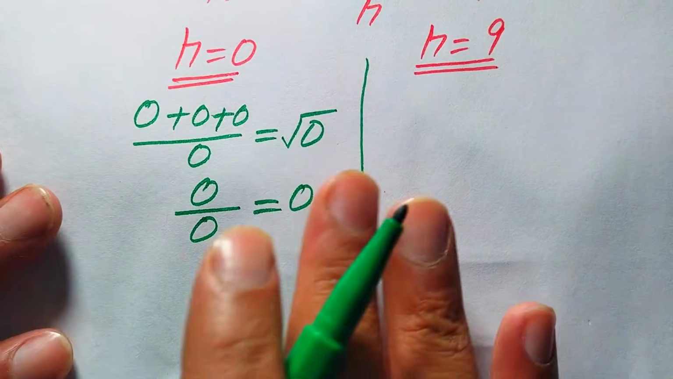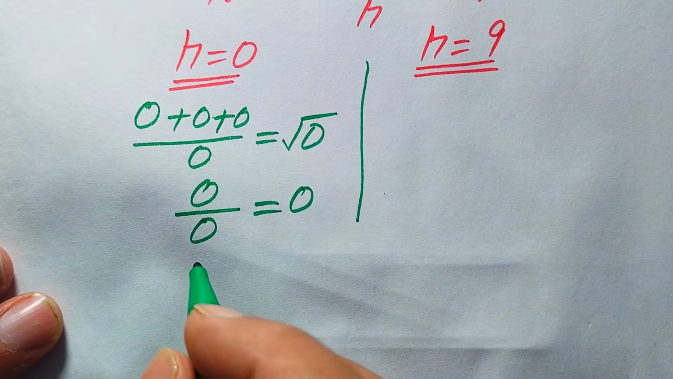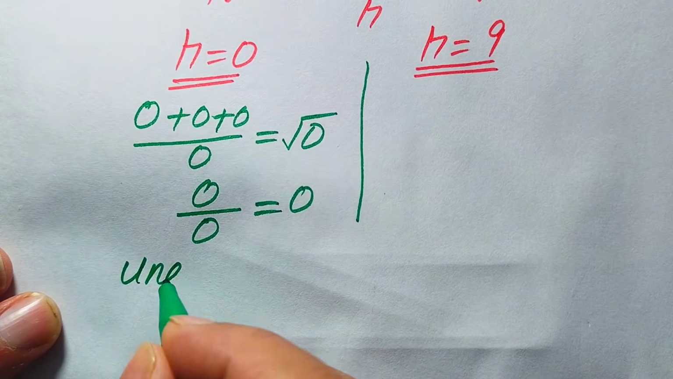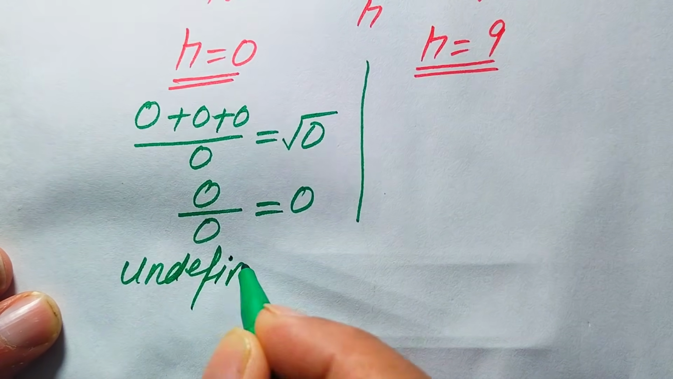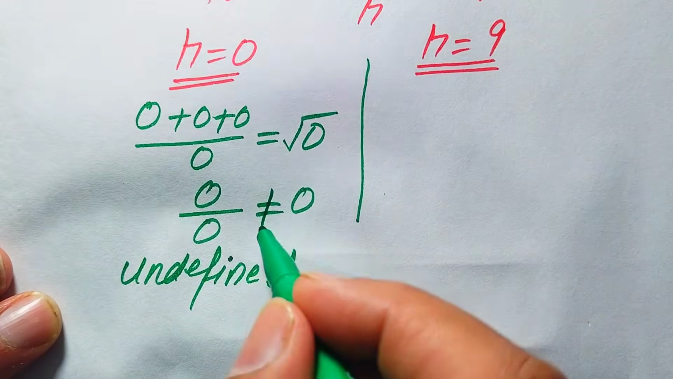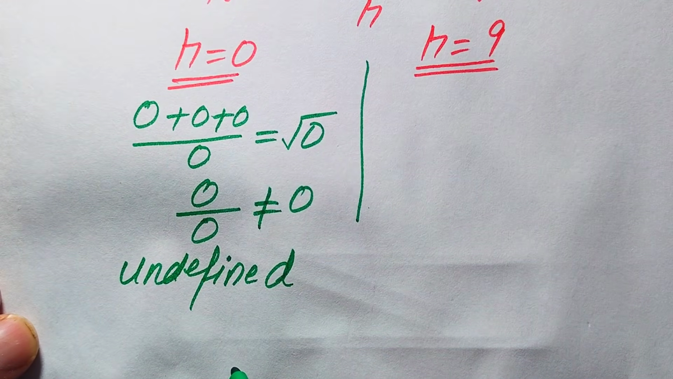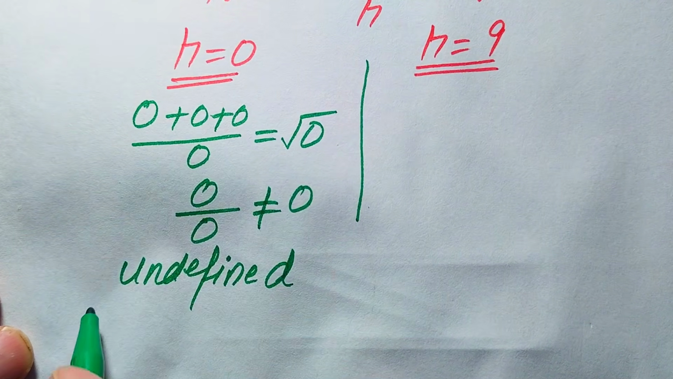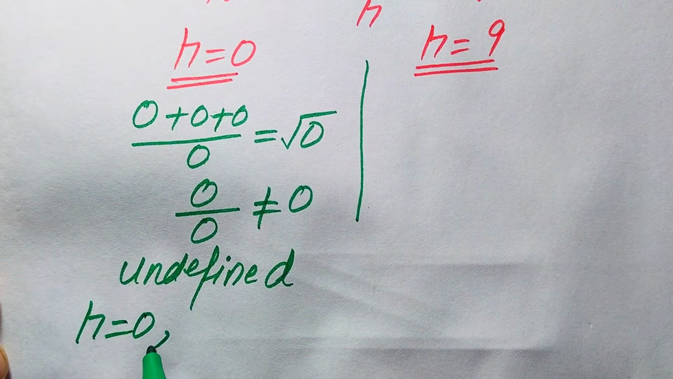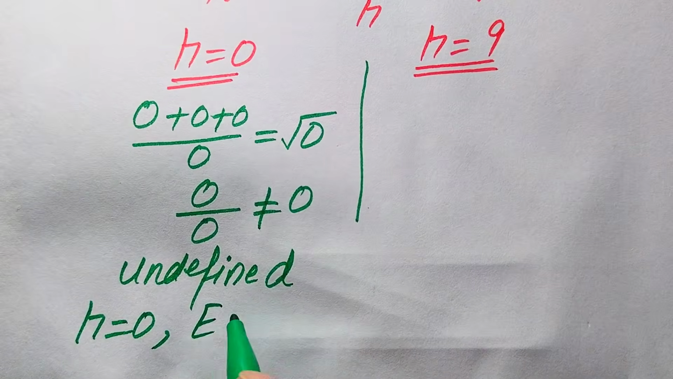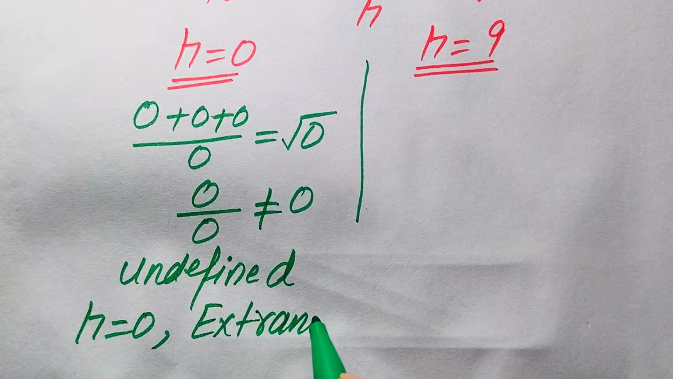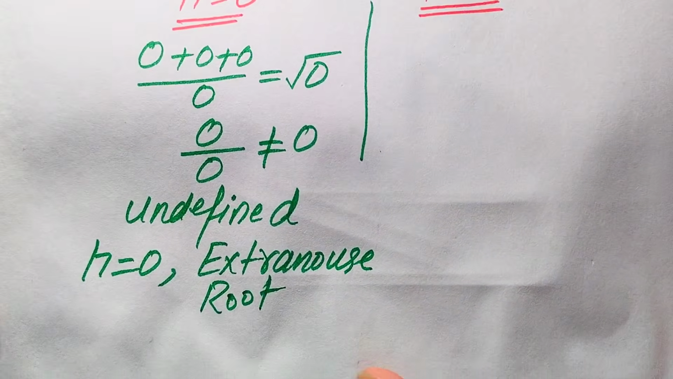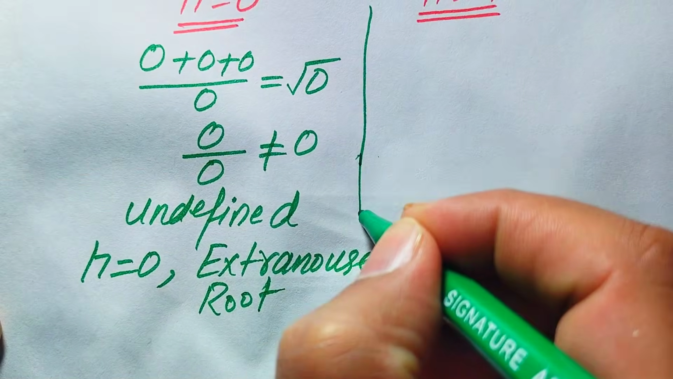You see here in the left hand side we get the 0 over 0 form, which is usually called the indeterminate form, or it is undefined. So if our left hand side is undefined, this means that both sides are not equal, and if both sides are not equal, this concludes that the value h equals 0 does not satisfy our given question statement. So we call h equals 0 the extraneous root of the given equation. This is the extraneous root because it does not satisfy our given question statement.